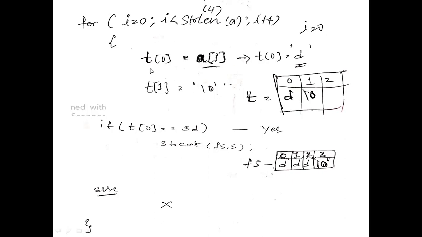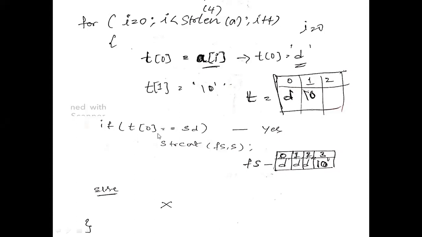We are taking some intermediate array over here. We are initializing t[0] to a[i]. What is a[i]? A as an array is dbit, as we have seen. The 0th character of array a is d. We have entered it as d. So t[0], the first element of t, becomes d, and the second element of t becomes a null character. Together d and then the null character form a string. Now this is your temporary string.